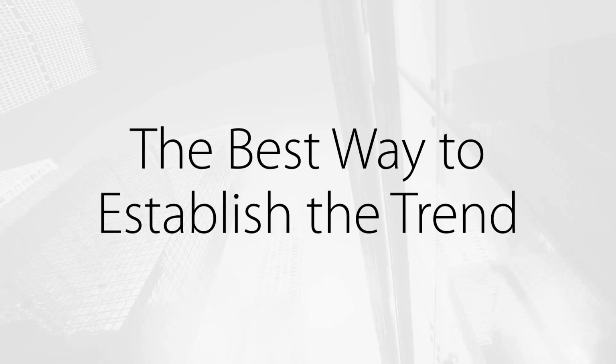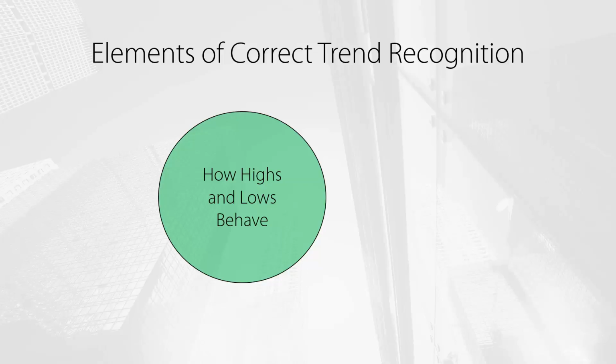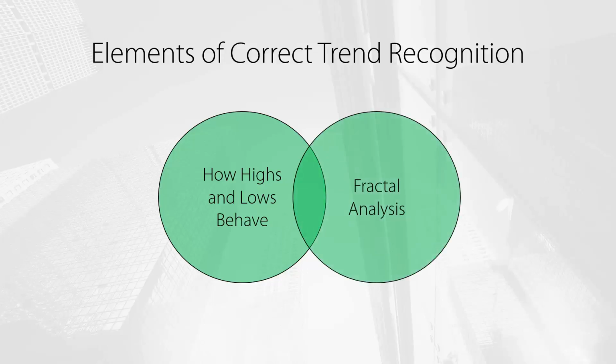Unsurprisingly, the traders who train themselves to see this subtle sleight of hand have an obvious edge over the traders who are constantly worried about the major reversal. With that in mind, we need a good method of establishing the trend to act as a bias to our trading decisions. There are basically two elements to that. The first element is to understand how highs and lows behave in the price chart. The second element is to understand how highs and lows behave within the context of fractal analysis.